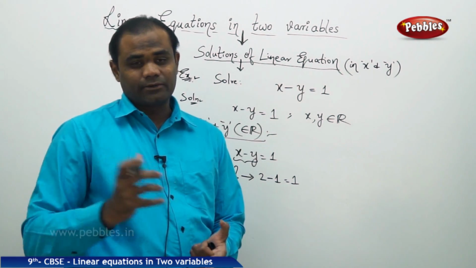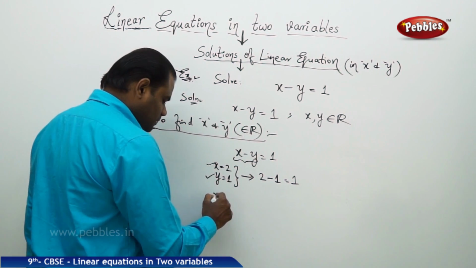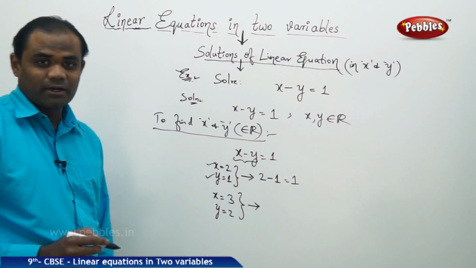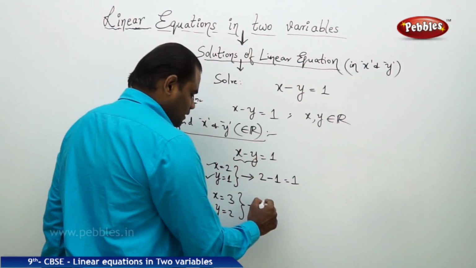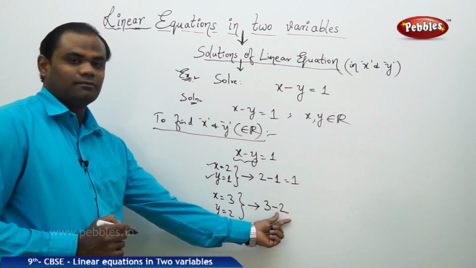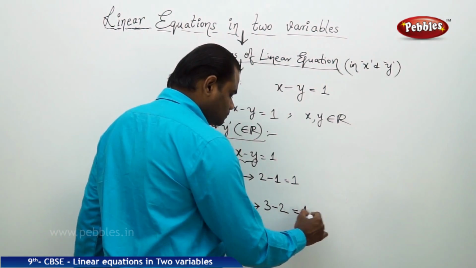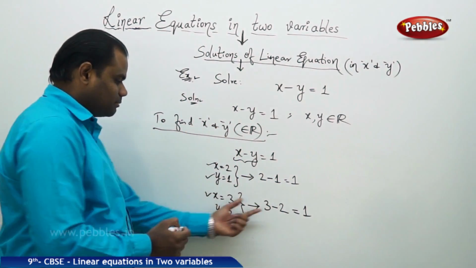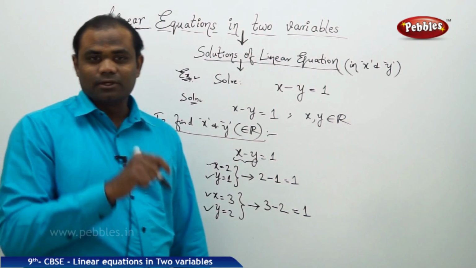Let's try another hit and trial to find other possible solutions. Let me take x equals 3 and y equals 2, and let's see if this satisfies the given equation. My x equals 3 and y equals 2 implies my left hand side is 3 minus 2, x replaced with 3 and y replaced with 2. And we know that 3 minus 2 is 1. Therefore, even this set, because it satisfies the given equation, is said to be a solution set for the given equation.